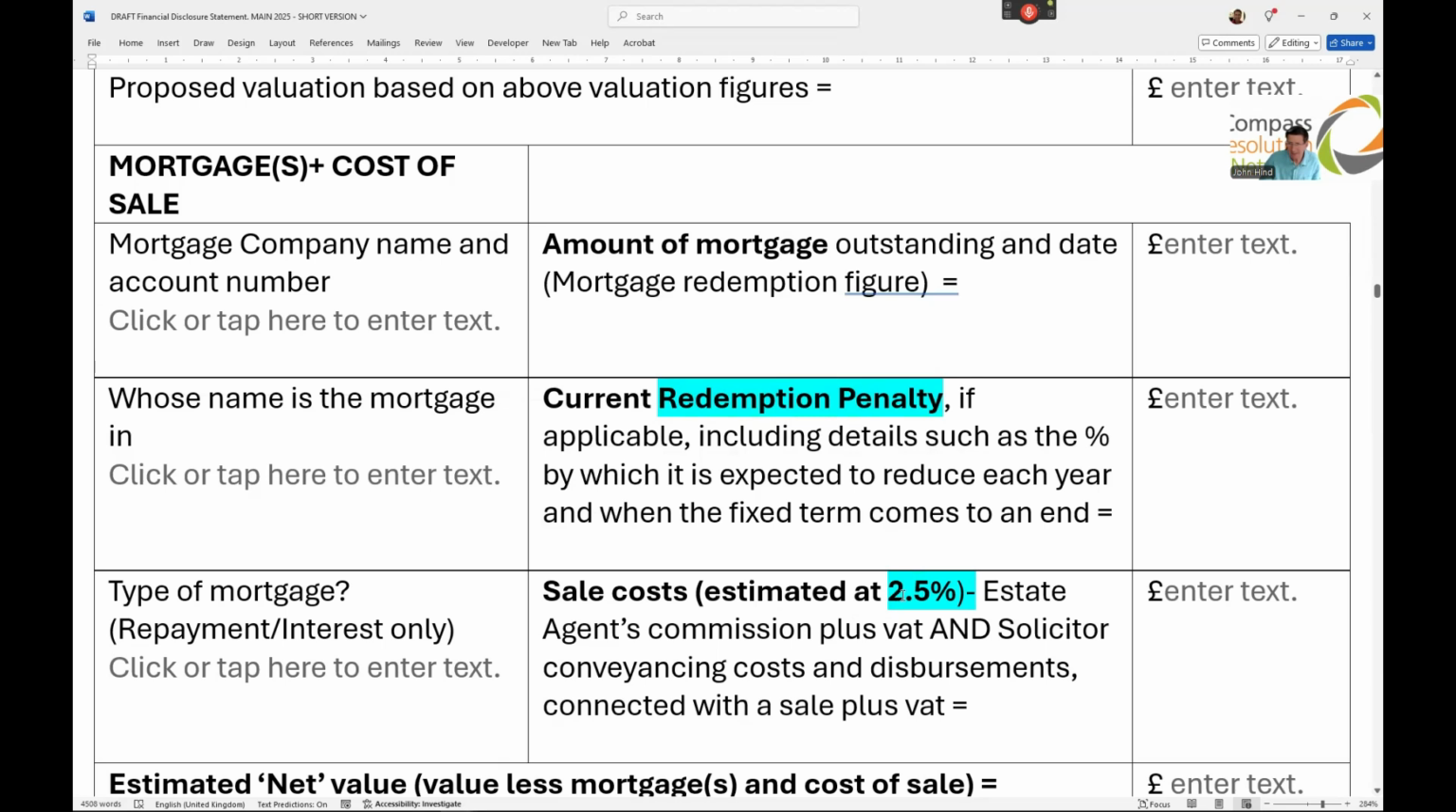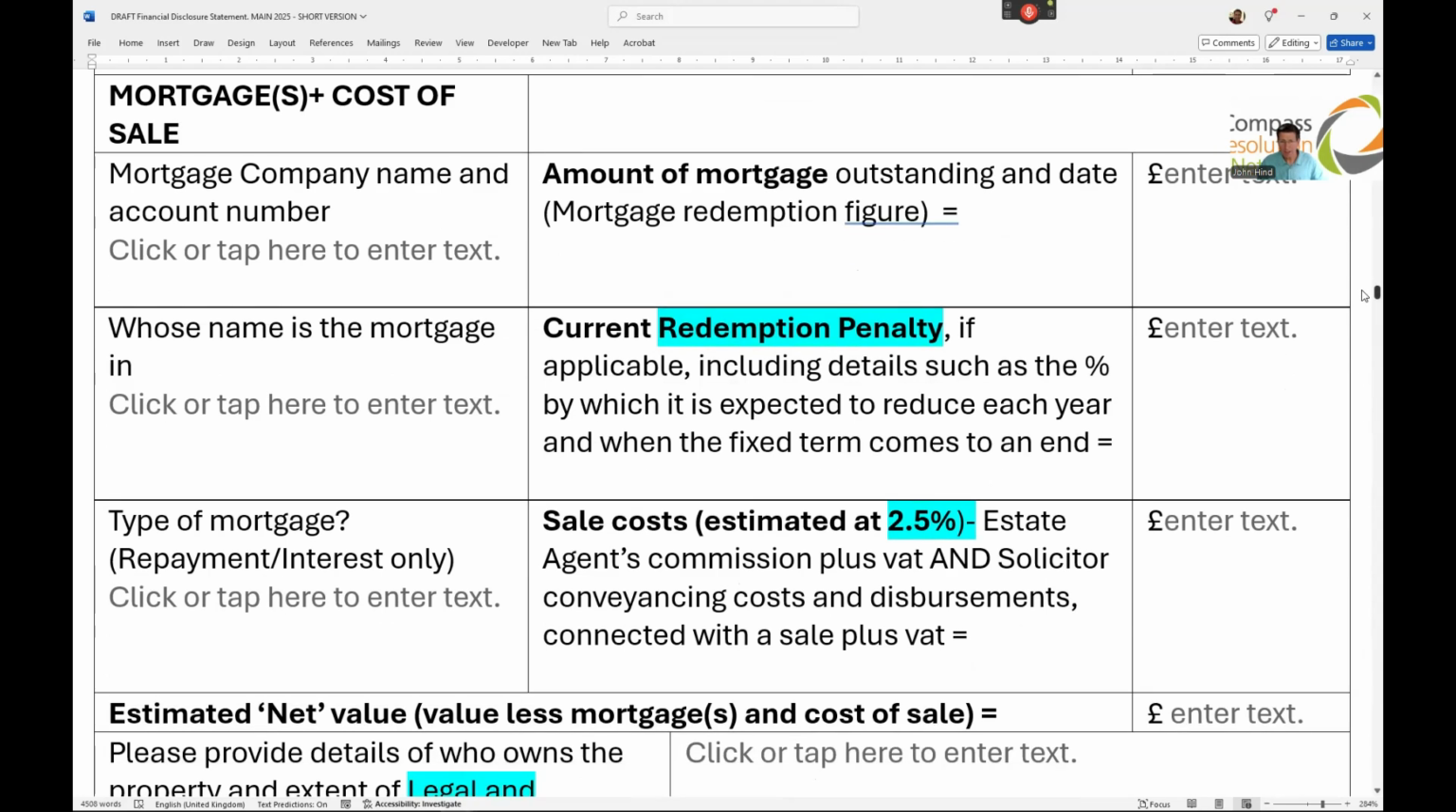You'll see I've estimated that at 2.5%. We suggest using an estimated sale figure of 2.5% to take into account reasonable estate agents' commission and VAT, say 1.5%, and maybe 1% to cover solicitors' conveyancing fees and disbursements and VAT, total 2.5%. You can, of course, check how much agents would charge to sell a property, and you can speak to a few solicitors to find out how much they would charge and insert those figures, the real figures if you like, instead of estimating it.